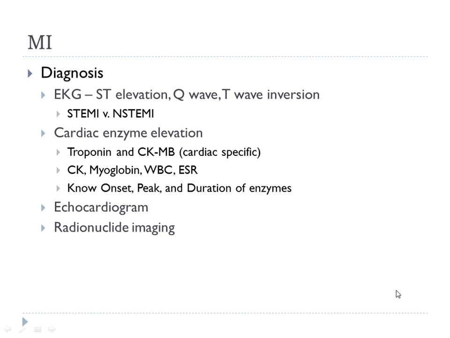Radionuclide imaging shows us the flow of blood through the heart in nuclear medicine. So they put a radioactive dye into the bloodstream, and we look at it under a scanner. And you can see the flow of blood through the heart. Usually this is not done acutely in the diagnosis. It's often done in the prevention of it, so you'll have this done maybe before.